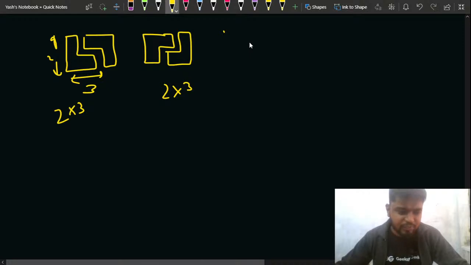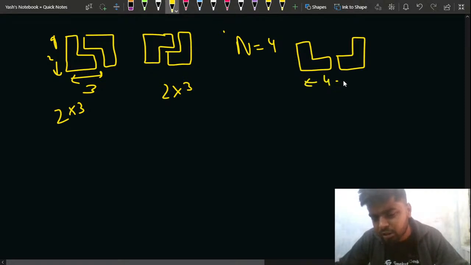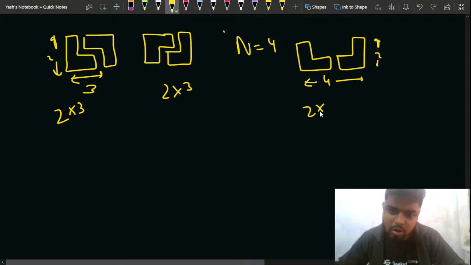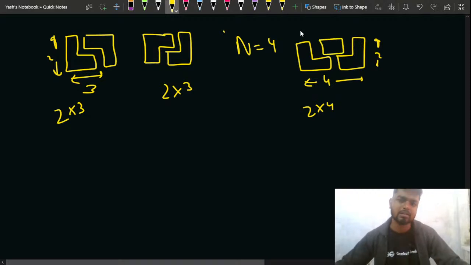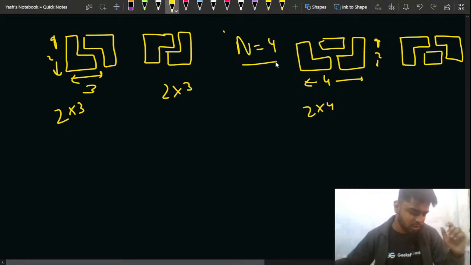But what if, let's say, n is equal to 4? If n was 4, then you could have had this shape and you could have had this shape. N is equal to 4 means that the horizontal part was 4 and the vertical part was 2, right? So for 2 cross 4 you can have this. Now 1 is completed from here, 1 is completed from here, so this can complete the shape, right? You can also rotate it, so it can also look like this, something like this. If n is equal to 4, then the tromino can be there, right?